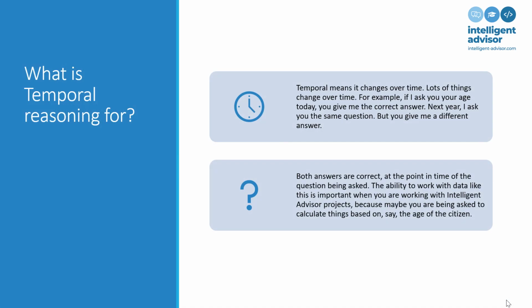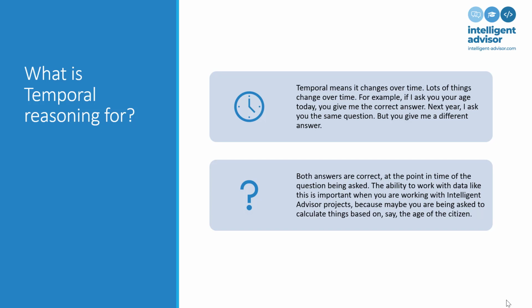Okay, big picture first. What is temporal reasoning for? Well, temporal reasoning. What does temporal mean? Temporal means it's changing over time. Lots of things in our world change over time. A classic example would be if I ask you your age today, you give me the correct answer. Next year, I ask you the same question, but you give me a different answer. So, in a situation where you're talking about eligibility or you're making calculations, if your age has an impact on your eligibility, then clearly what was true today is no longer true tomorrow or next year.